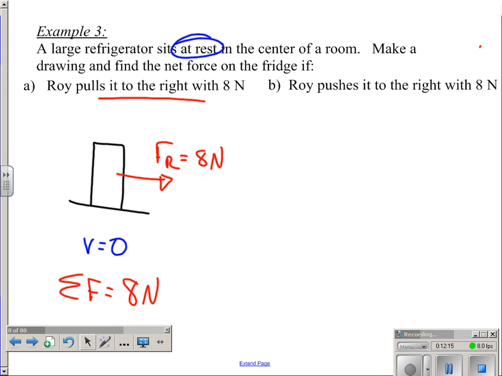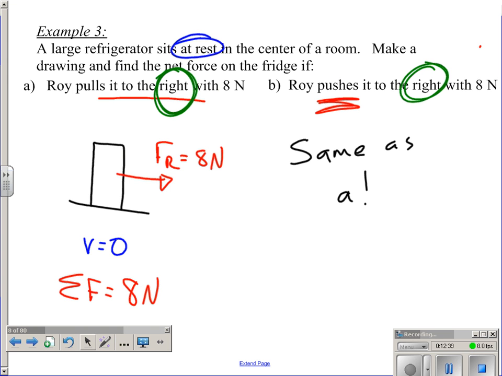Okay. Now, in B, it's the exact same thing, except it says pushes. So because of that, there's no other difference, pushing and pulling. Okay. So the idea is it's the exact same as A. Okay. Again, it does not matter whether it's being pushed or pulled. What matters is the direction. And in both cases, my direction is right. And that's the important part. And that is why this arrow points to the right. Okay? So let's move on and do another example.